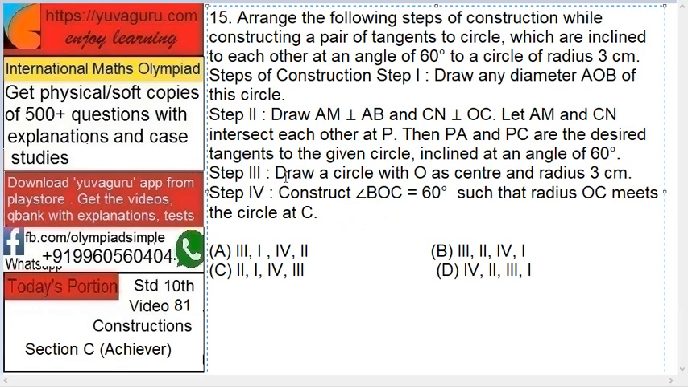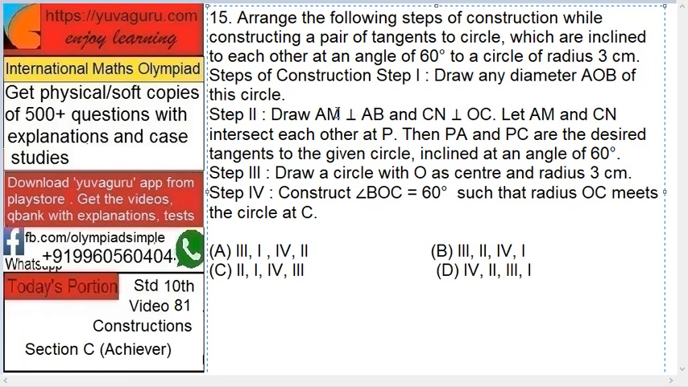So let's start. Draw a circle with center O and radius 3. 3 is the correct option. Okay, 3 is there, 3 is there. So only A and B, right? C and D are gone because they don't have 3 as the first step. So now what next? Either 1 or 2. Let's see. What is 1? Draw any diameter AOB of this circle. And 2 is what? Draw AM perpendicular to AB.